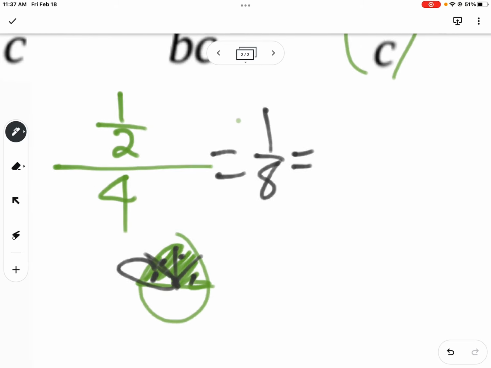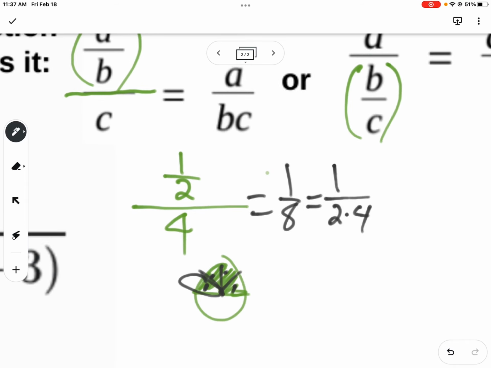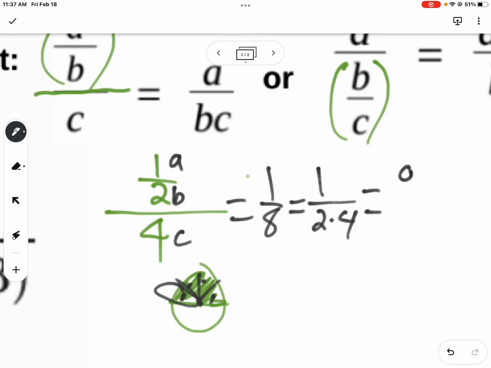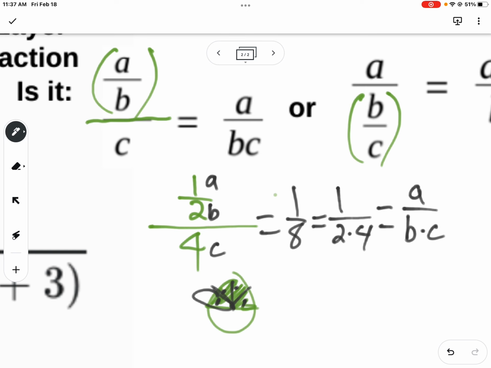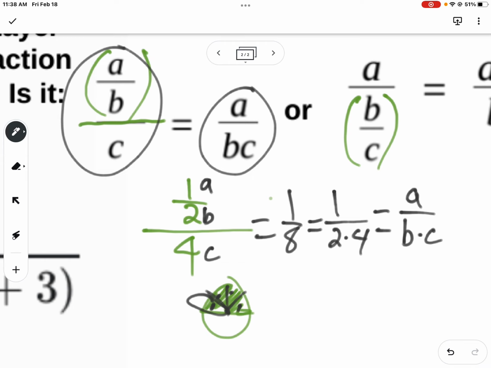Well, what it really is, is 1 over 2 times 4. So if we look at the formula here, if this is a, b, and c, I know that it just equals a over b times c. That's a formula I can use. It's better to understand it, but I can use this formula. So if I have a over b as a smaller fraction, all divided by c, it becomes a over bc.